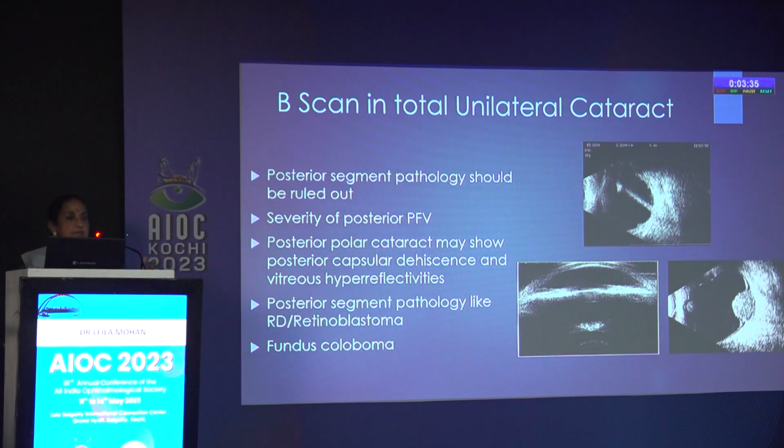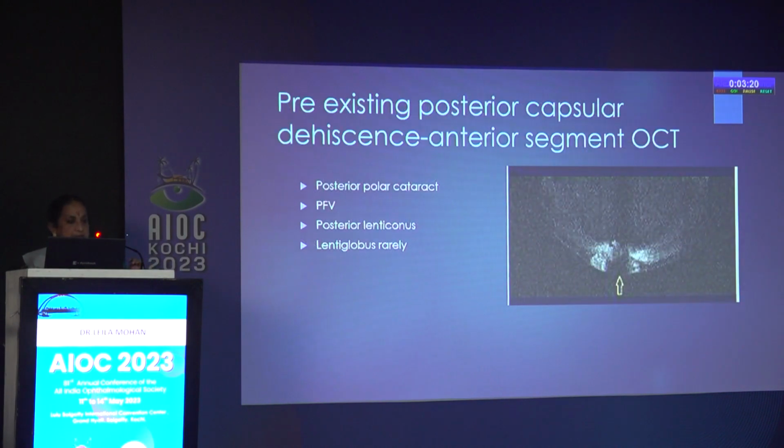And so in these cases, because posterior segment pathologies, like Dr. Meena has already said, coloboma, detachment, all these things can be there. B-scan is a must, and severity of PHPV can be seen, whether it is a dense PHPV. Posterior segment should be ruled out with a B-scan.